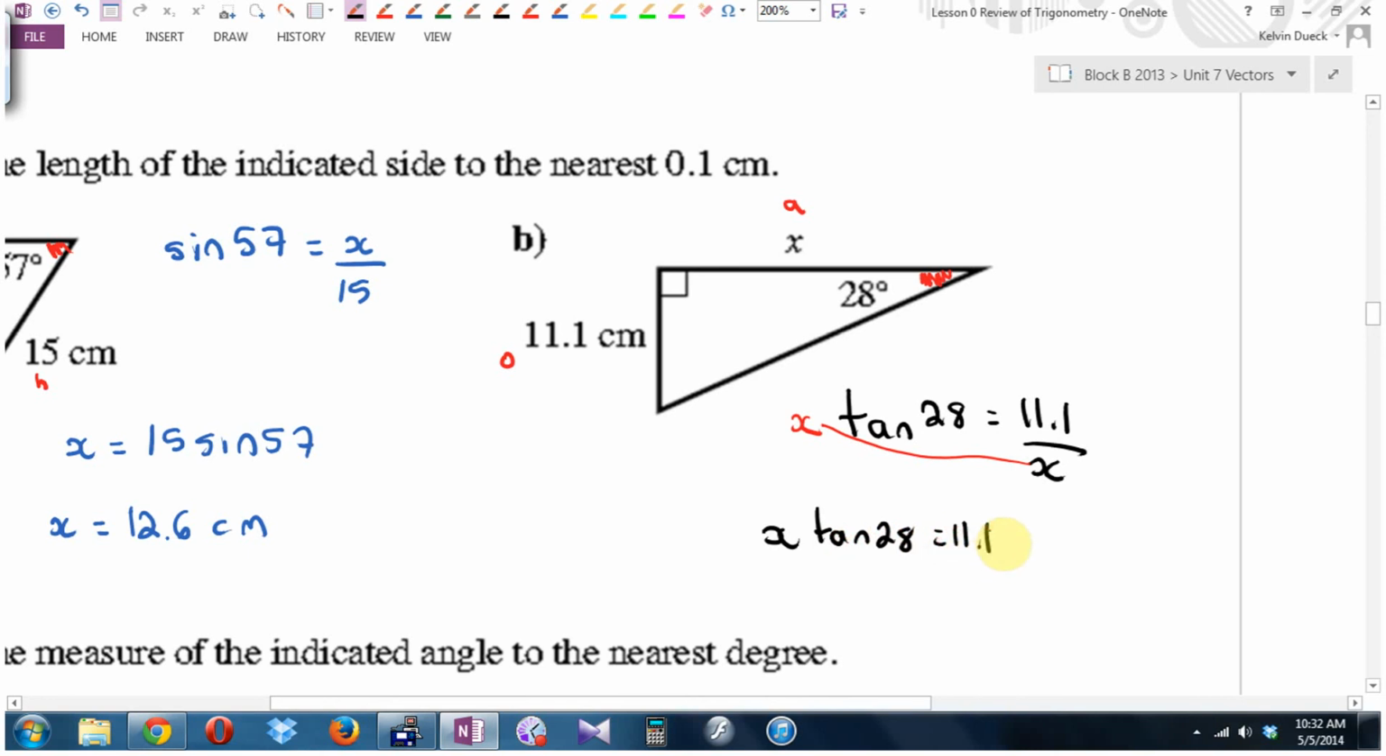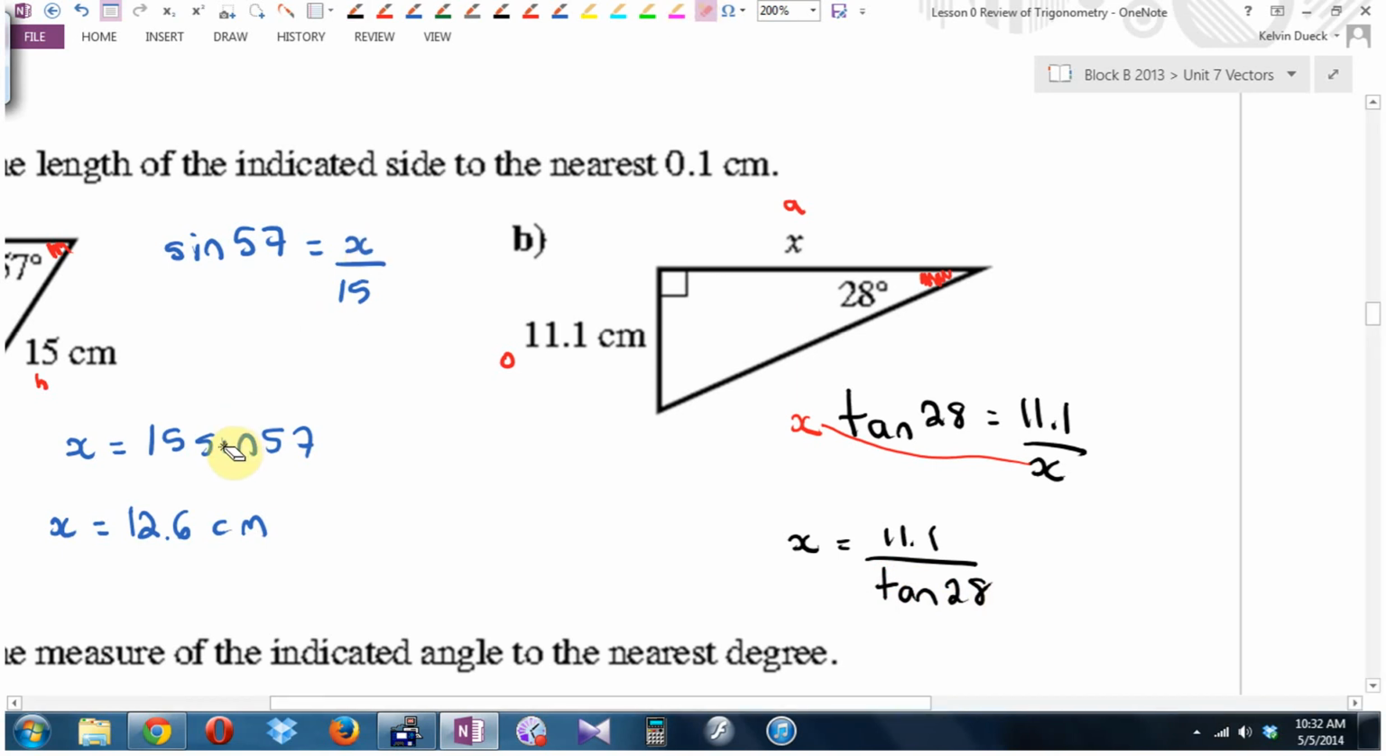Don't write that down. How would I get the x by itself now? What's the tan 28 doing? That's how I move it over. Okay, so Brad, x is going to be 11.1 divided by tan 28. You know what? There's two questions.